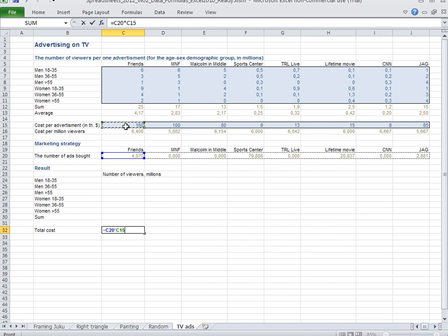Okay. Now, we don't buy anything in Monday Night Football. 0 ads there. I'm sorry. I had to click on this multiplication, and now we're going to add to it plus, and we're going to add other money as well. So we don't buy anything in Monday Night Football, but we should still put in here plus D20 times D15.